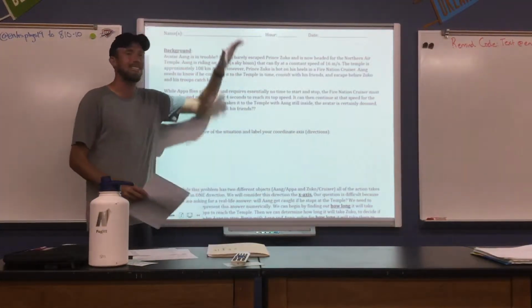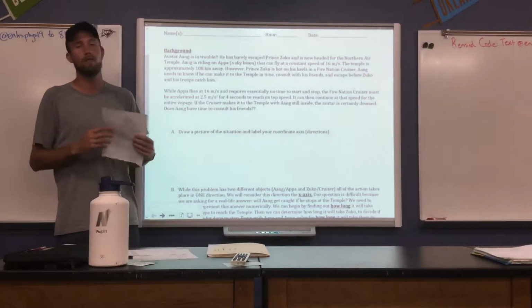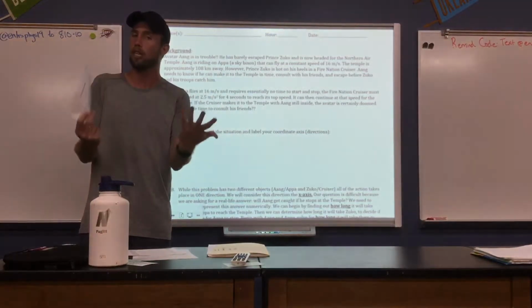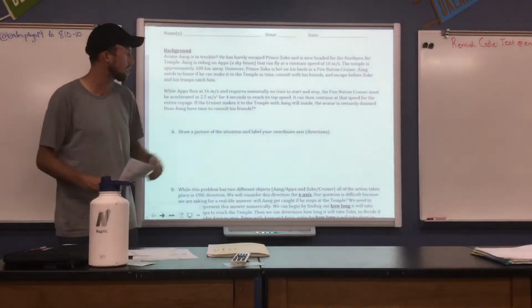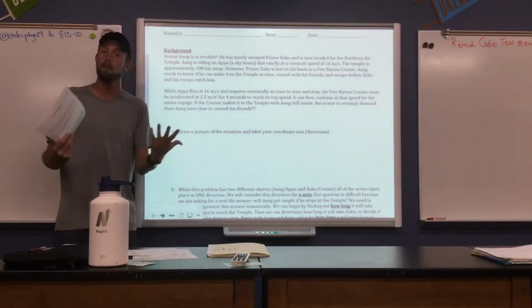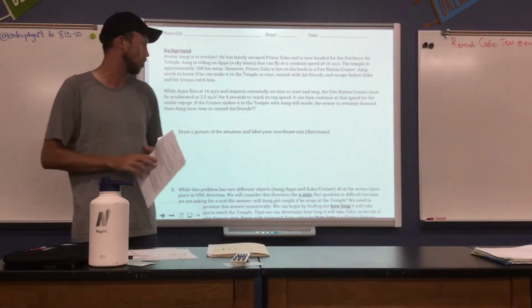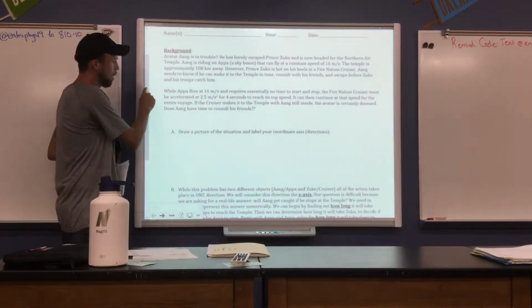I'm not going to read through the entire context of the problem. Hopefully you've had a chance to look that up, or you have a copy of it, or can access that through Canvas. Essentially, we're looking at two different objects, both traveling in the same direction. So we'll go ahead and start.